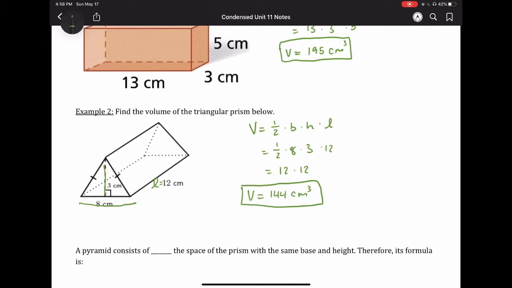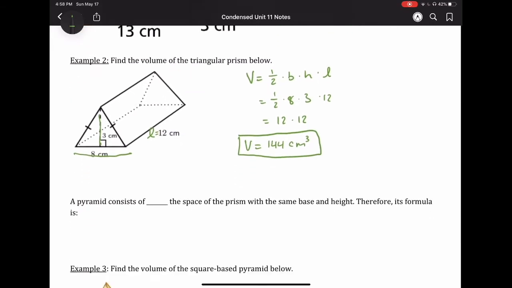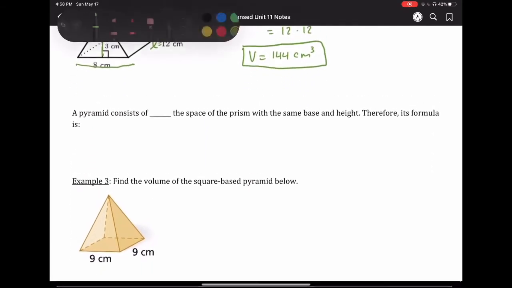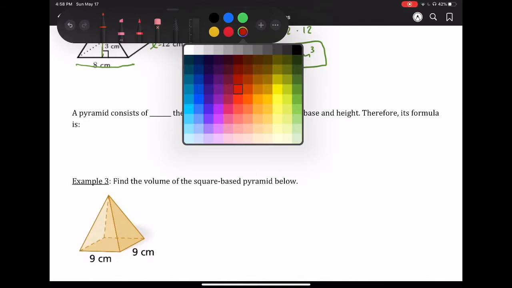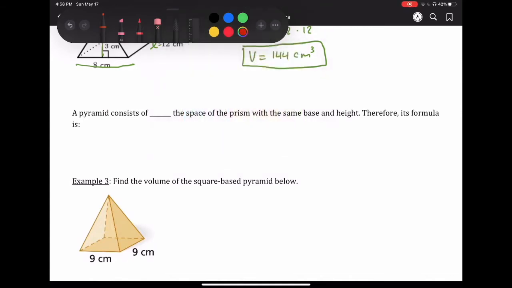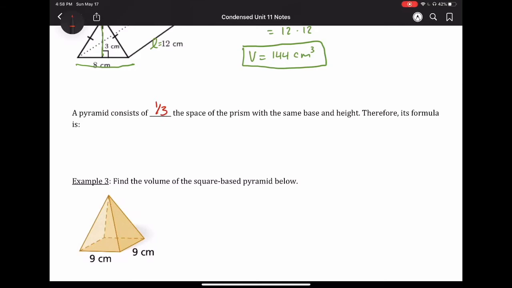All right. So those are 2 examples of how prisms work. Find the area of the base, multiply it by the height. Now we're going to go ahead and look at pyramids, which are just a little bit different in how they work. So a pyramid consists of 1/3 the space of the prism with the same base and height. So therefore, the formula for volume is 1/3 times the area of the base times the height of the shape.